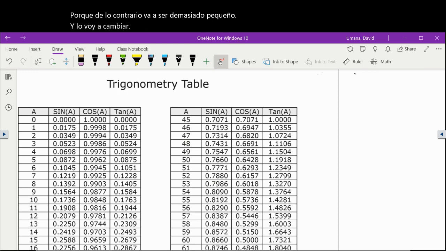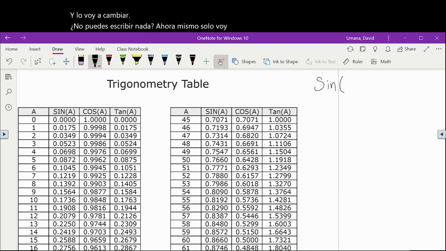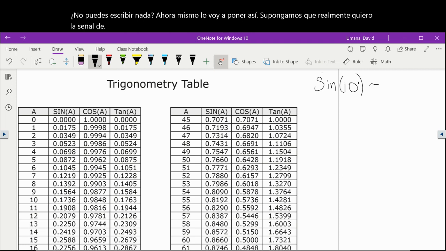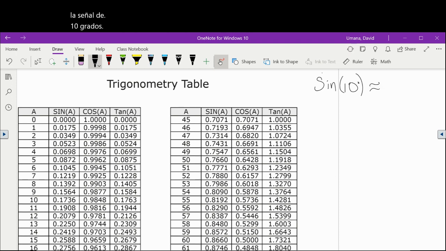Again, you're not writing anything down right now. Suppose I actually want the sine of 10 degrees. How much is that? You better remember how to use it. How much would be the sine of 10 degrees? Okay. Then I have sine, I have 10, and I go straight right here, and I have that number.